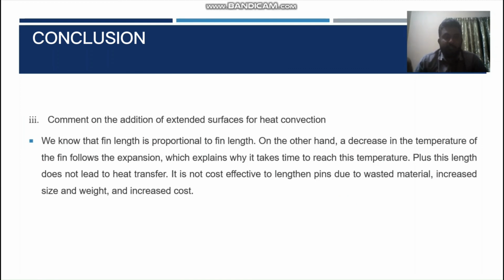The last question is to comment on the addition of extended surfaces for heat convection. We know that the heat transfer of the fin is proportional to the fin length. On the other hand, the decrease in the temperature of the fin is exponential, which explains why it takes time to reach room temperature. Plus, this length does not lead to heat transfer. It is not effective to lengthen the fin due to wasted material, increased size and weight, and increased cost.